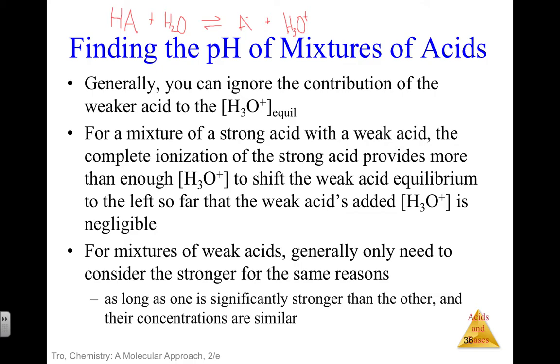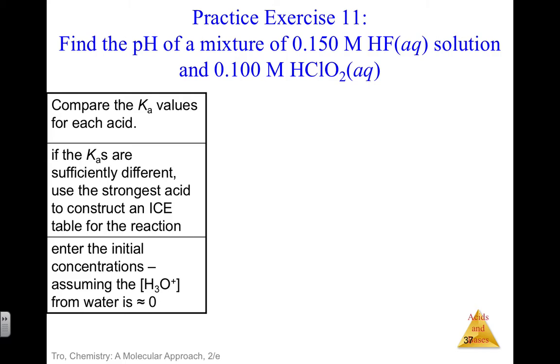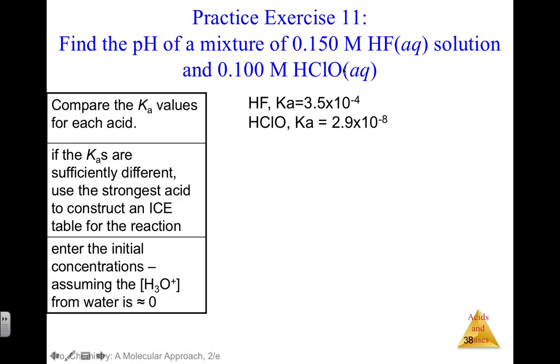Okay, so let's apply this concept to a practice problem. Practice exercise 11. Find the pH of a mixture of 0.15 molar hydrofluoric acid and a solution of 0.1 molar HClO2. And I actually changed this to HClO because I wanted to use this Ka value. So update your notes if you have the slides printed out. Okay, so we have a mixture of two weak acids, HF and HClO, similar molarities. So how do we get the pH?